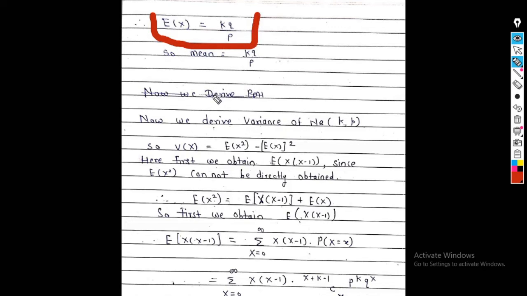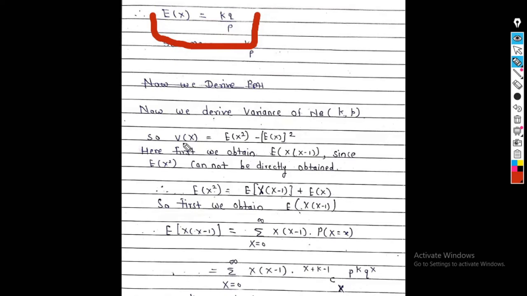Let us see how to derive the variance of negative binomial distribution. We know that variance of X is equal to expectation of X square minus expectation of X whole bracket square. We have found the mean of negative binomial distribution. Now we have to find expectation of X square. But we can't find expectation of X square directly, so we can split it out.